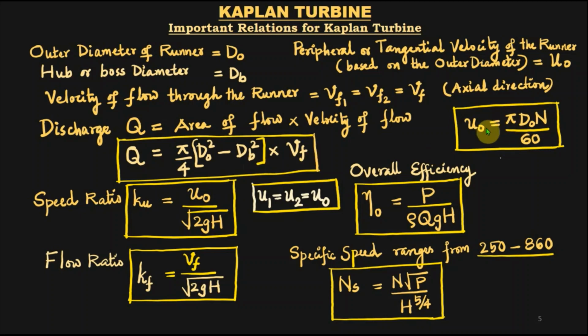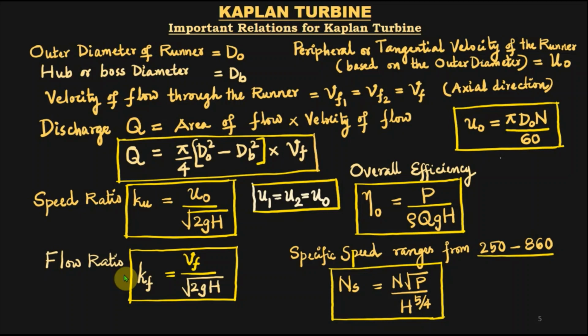Now u naught, as you know, the tangential velocity of the runner, is calculated by pi d n by 60. So u naught is the tangential velocity of the runner based on the outer diameter, that is given as pi d naught n by 60. Now the two important ratios are applicable for reaction turbines. Speed ratio K suffix u, that is equal to u naught divided by root of 2gh, where h is the net head on which the turbine works.